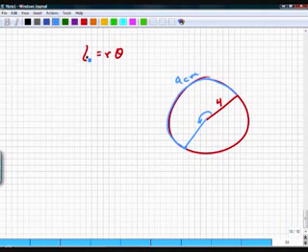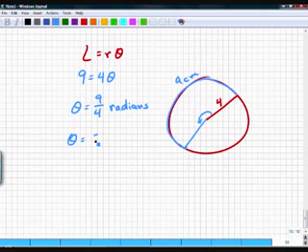Easy, very easy. Arc length was what? 9. The radius was what? 4. So 9 equals 4 theta. Divide by 4, so theta equals 9 fourths. And again, anytime you use this formula, it's always in radians. 9 fourths, that's 2.25, right?